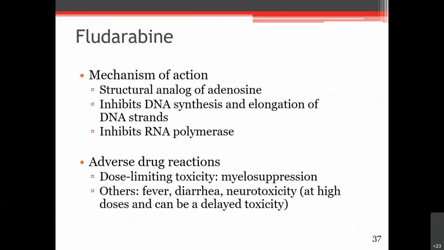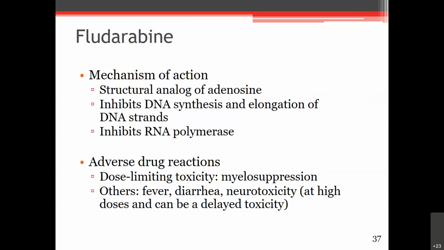Next, we have fludarabine, which we see in CLL. We see it commonly in BMT conditioning regimens, as well as now in lymphodepleting chemotherapy prior to CAR T-cell. So mechanism of action here, this is going to inhibit DNA synthesis and elongation of DNA strands, and also inhibits RNA polymerase. The dose-limiting toxicity here is myelosuppression. Other side effects can include fever, diarrhea, and neurotoxicity.